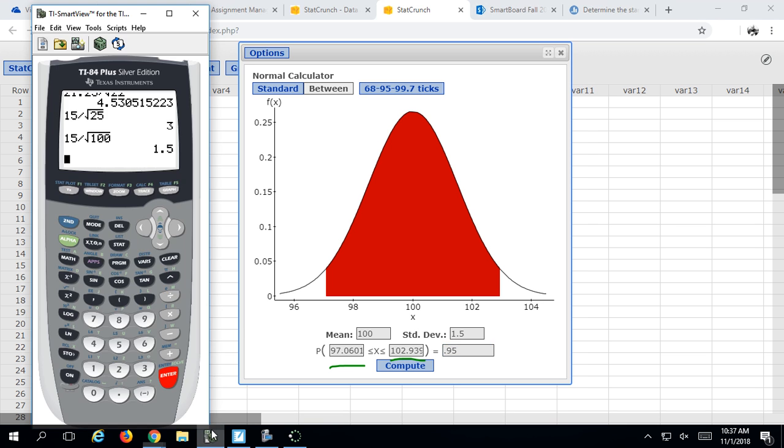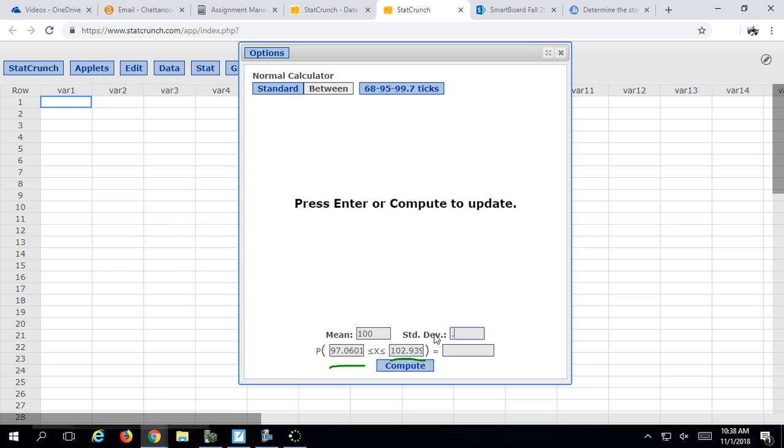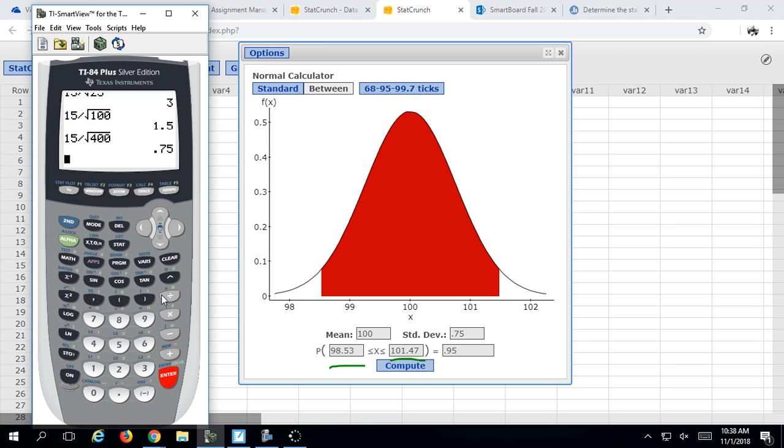Okay, let's pick a bigger sample size. How about 400? So 0.75. So I picked sample size 400. So that's what it looks like when you take a sample of 400.